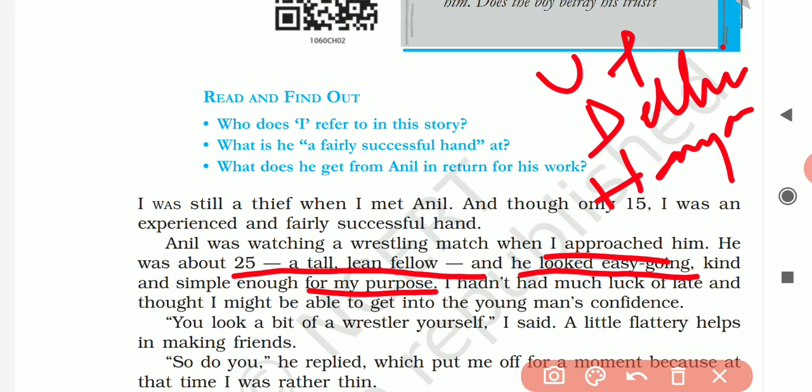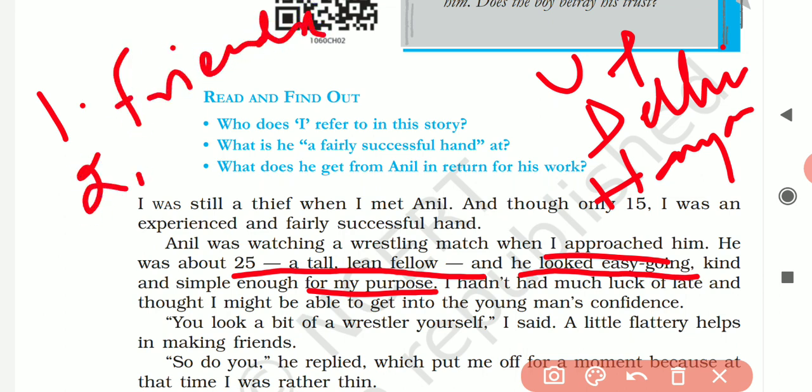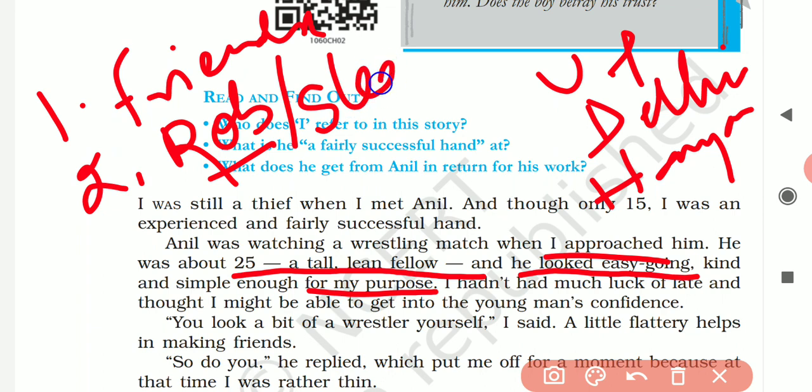It has only one purpose. The purpose is that first, friendship. First he would make friendship, and then secondly he would rob him. He would rob his money, or he would steal his money. So these are the two main purposes of this young boy here in this particular story.